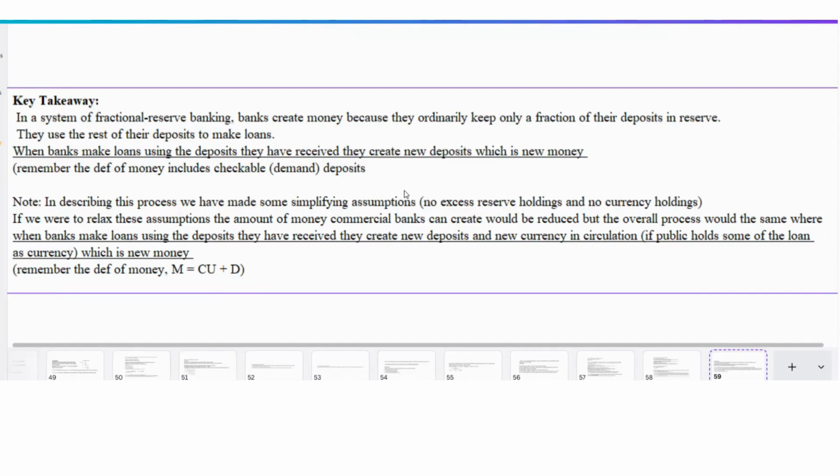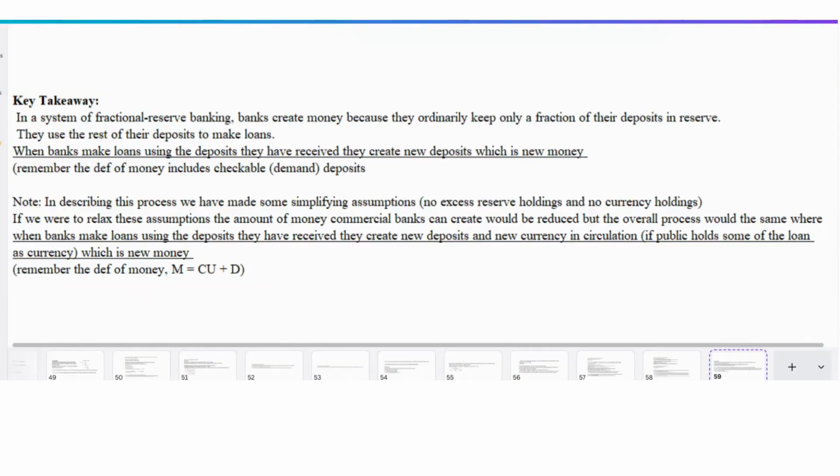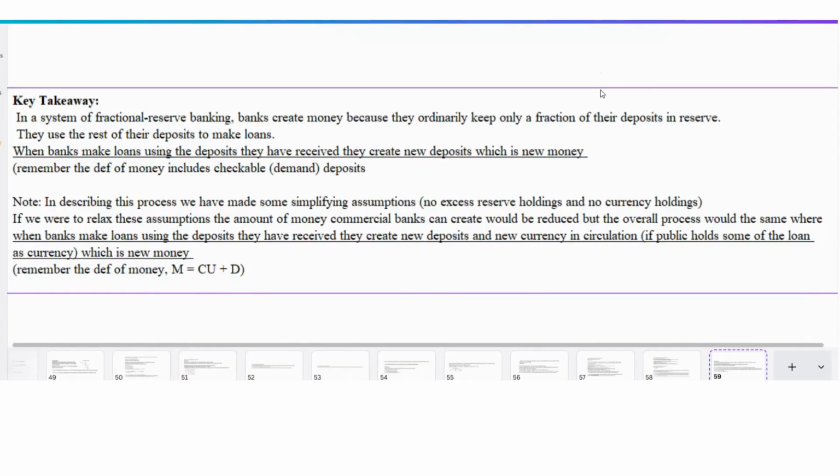Where banks make loans using the deposits they received, through which they create new deposits, and new currency in circulation if the public holds some of the loan as currency. And both of these are new money. Because remember, the definition of money is currency in circulation plus deposits. So the key thing to remember is that banks create money by making loans using the deposits they receive.